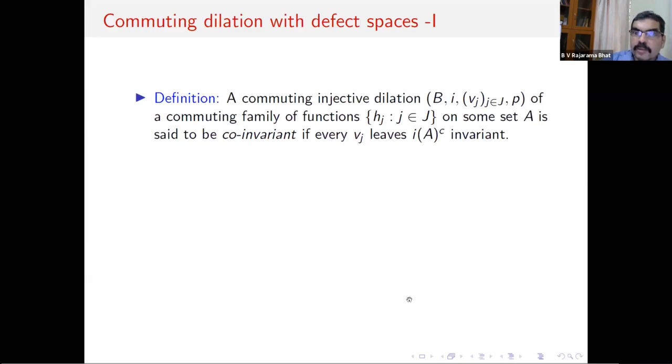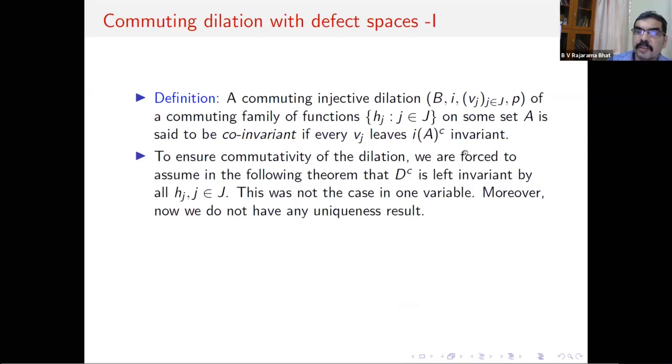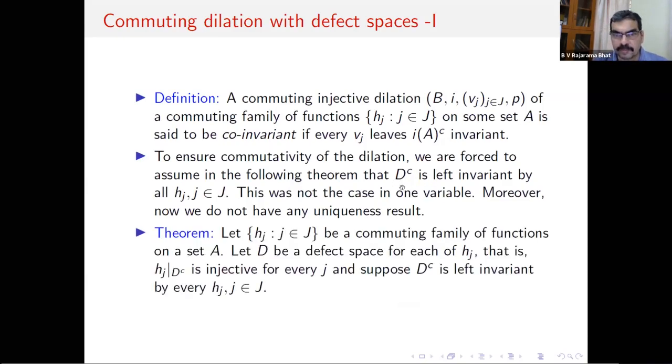Okay, so we just need appropriate modifications, but there is a small change needed here. When we do defect spaces, I need this D complement to be left invariant by all Hj. We remarked in the beginning that we didn't need this complement to be left invariant by H, but to ensure commutativity, now I need that. So that is an additional thing you need. Once you have that, it is fine.